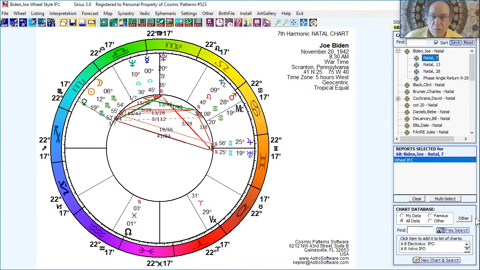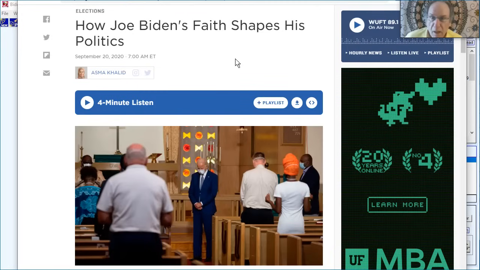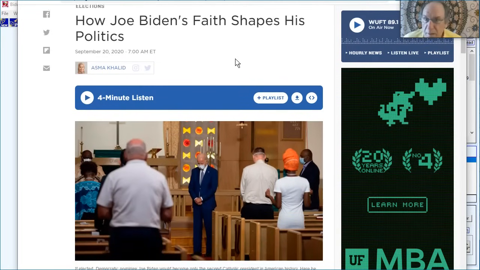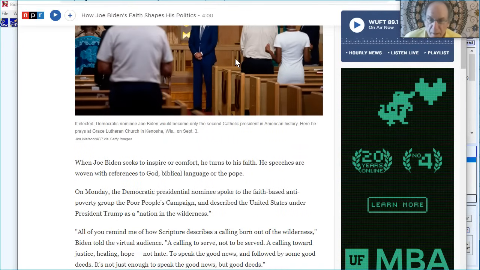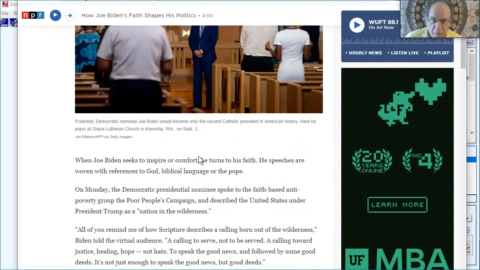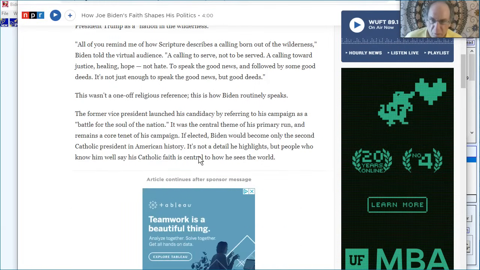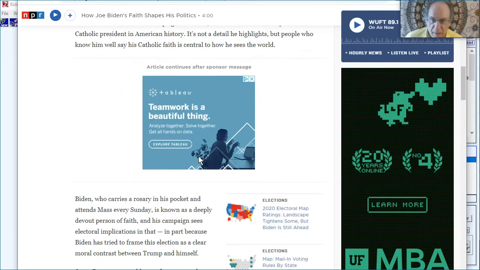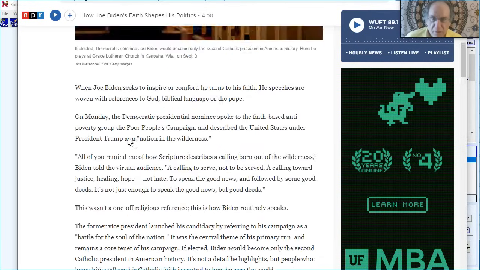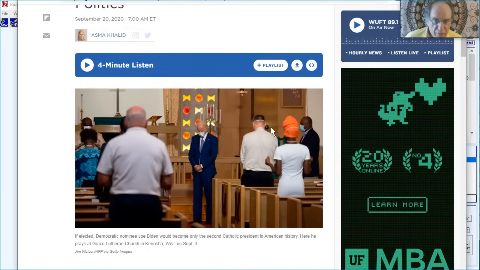So I Googled around and I found articles like this one, "How Joe Biden's Faith Shapes His Politics," at npr.org. And in this article, it says that he keeps a rosary in his pocket all the time. He's got this rosary with him all the time. And that he does go to church every Sunday. And I'm looking at this particular mass that he's at. Nothing stunning, dramatic about it.